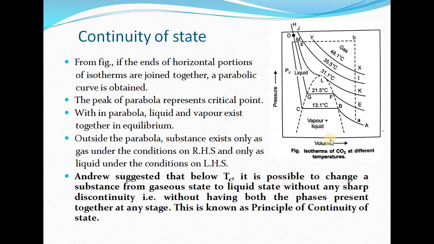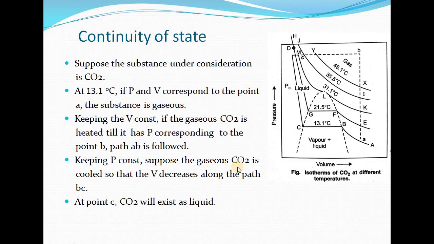It may be continuous, and this is known as principle of continuity of the state. So how he was able to convert the gaseous state to the liquid state without getting any stage at which both these states are in equilibrium with each other, that we will explain here. Suppose the substance under consideration is the CO2, so that we can use the same curves here. Now at 13.1 degrees Celsius, if pressure and volume correspond to the point A, at this point A, the substance will be present in the gaseous form.